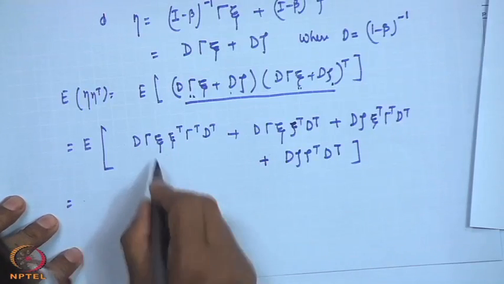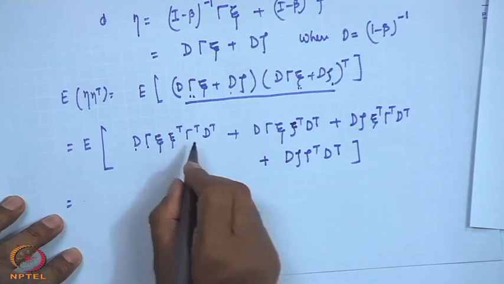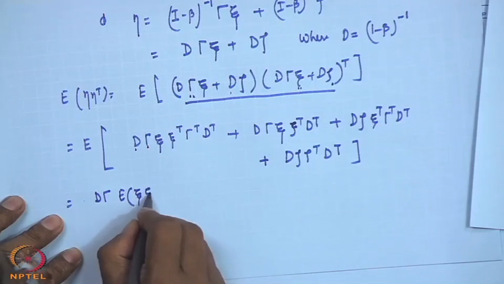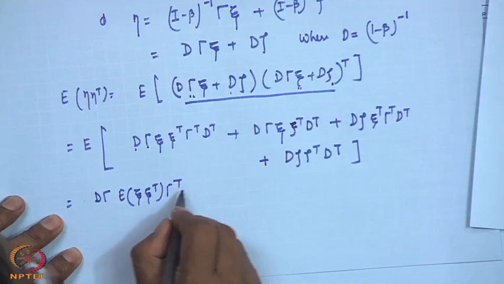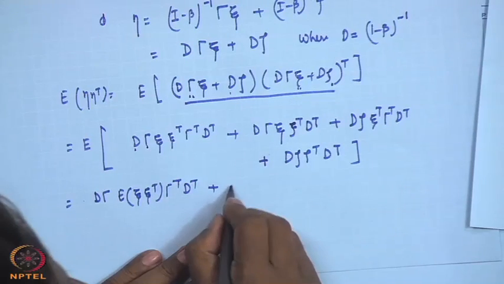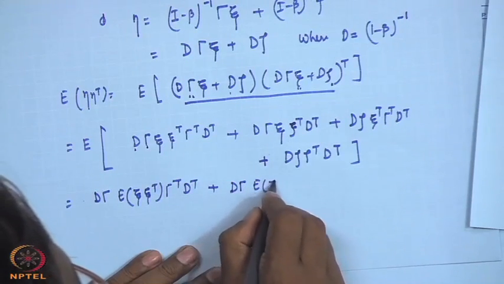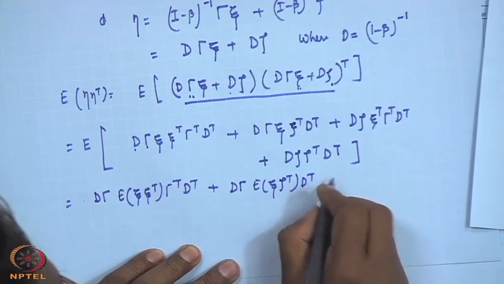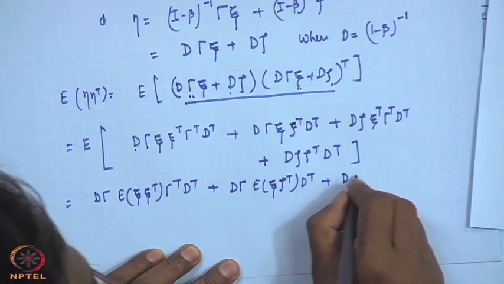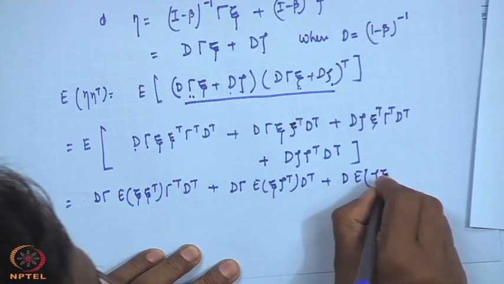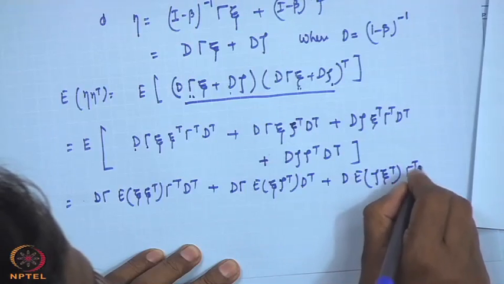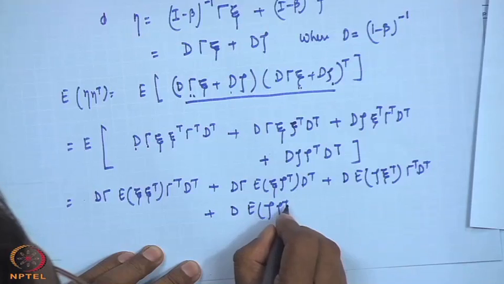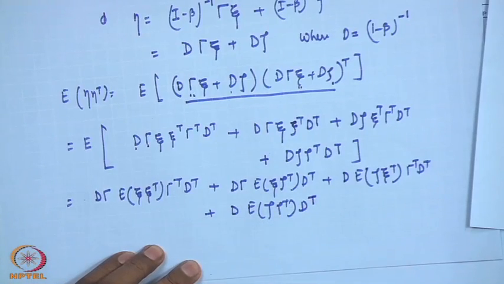So, you see D and gamma are constants. So, you can write D gamma expected value of xi xi transpose, gamma transpose, D transpose, plus D gamma expected value of xi zeta transpose, D transpose, plus D expected value of zeta xi transpose, gamma transpose, D transpose, plus D expected value of zeta zeta transpose, D transpose.